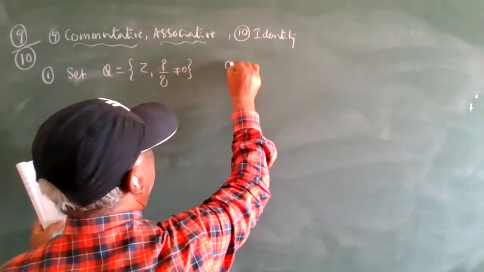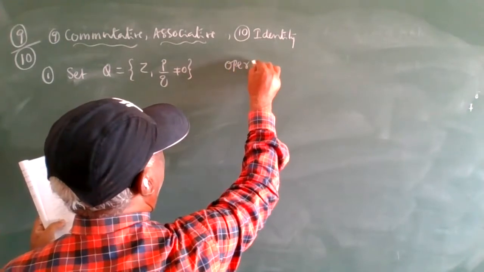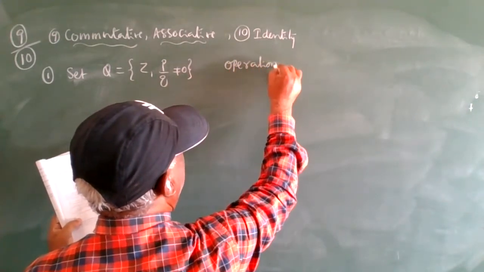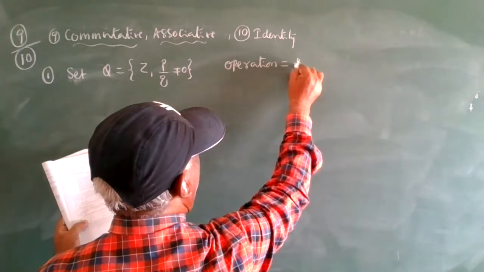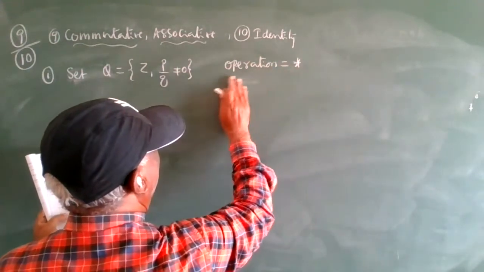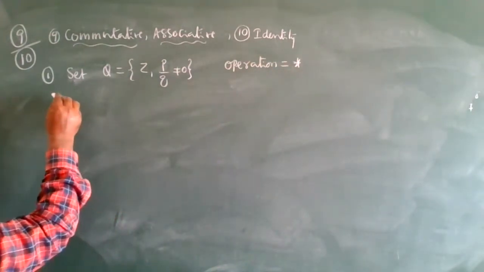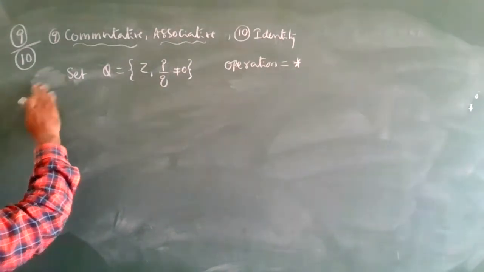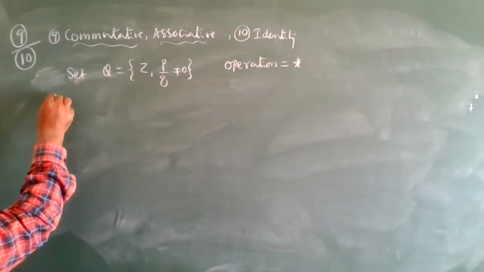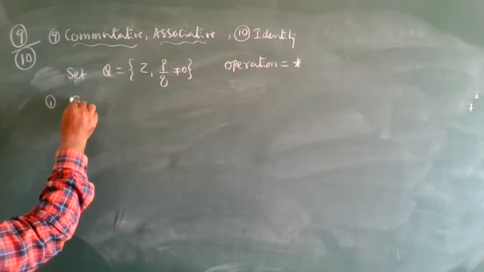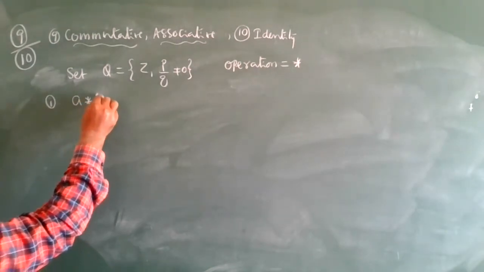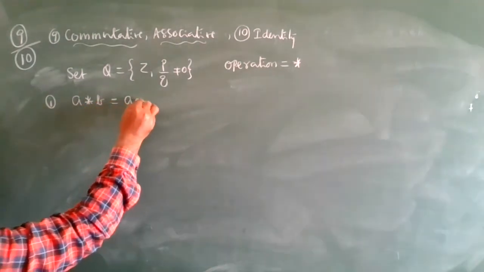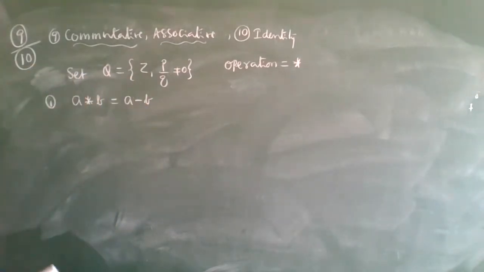Right, an operation star is given. The star is defined on a set by the first rule: A star B is equal to A minus B. Find out whether it is commutative.